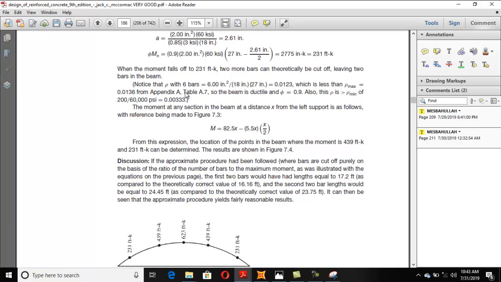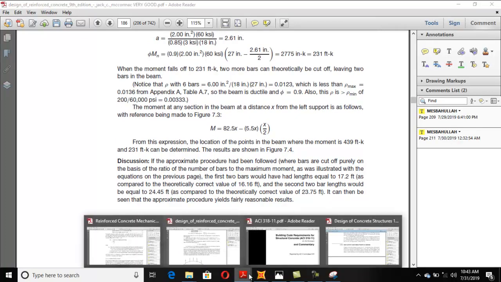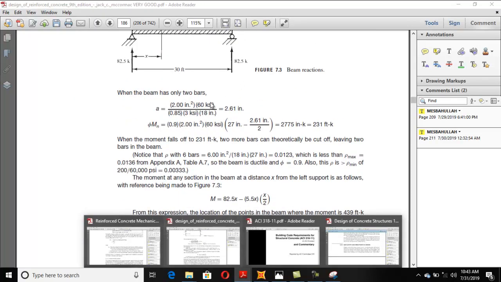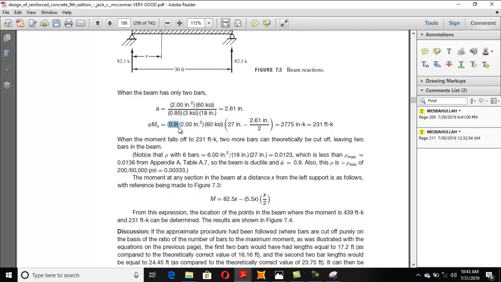You should remember that you use 0.9 in this formula. So you check 0.9 by verifying whether the ductility check is okay or not. This means rho provided is greater than rho minimum and less than rho maximum or not.